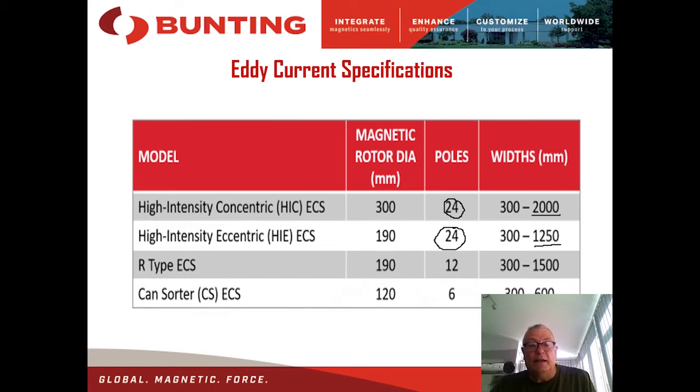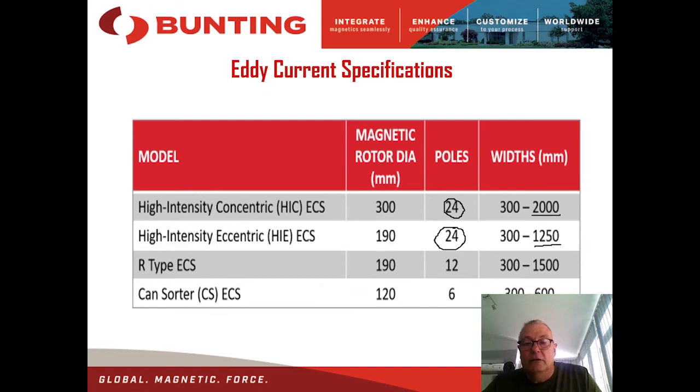We also make an R-type separator, which is really a hybrid between a simple can sorter and a more complex high intensity unit. And then we have the can sorter itself, which is used for basically easy separations, things like aluminium cans from household waste. And because these aluminium cans are very large in particle size, we don't need a lot of poles in the eddy current separator.